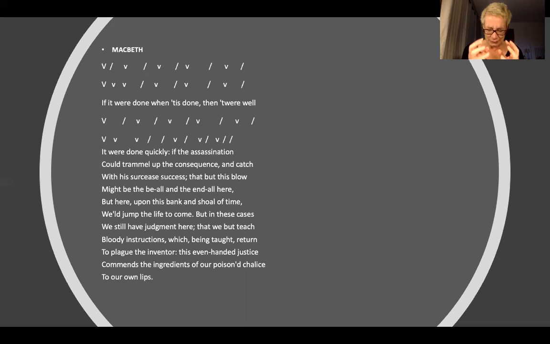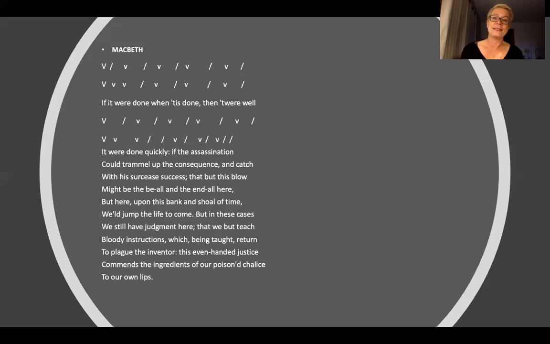It's the hypothetical. If it were done when 'tis done, then 'twere well. In other words, if killing Duncan, if the action of killing Duncan was just over and done with in the moment that I'm doing it, then it would all be well. It would all be well. So he could be convincing himself, in which case the key words are if and then, because that is the temporal antithesis. If it were done when 'tis done, then 'twere well. But we could also look at the dones. If it were done, as in if it's over and done with when 'tis done, then 'twere well.